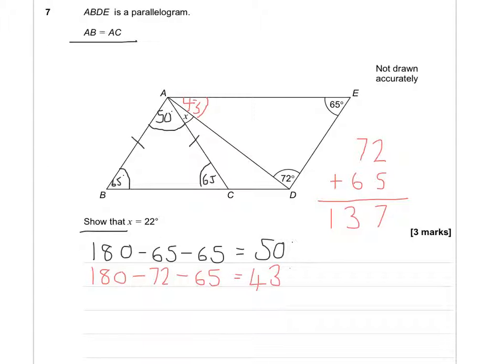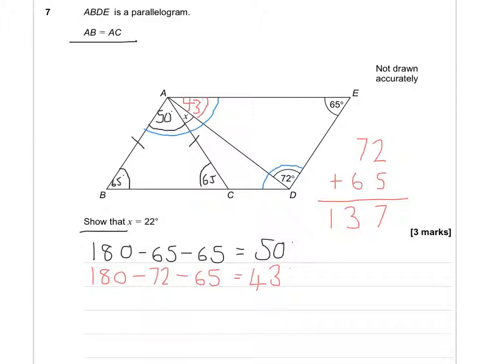Now, I can't work out X yet. It tells me X is 22, so I know the answer already, but I've got to show it, so I've got to use some other things. Now, there's a few different ways of doing this. Like I said, what I would now do is I would know that this angle that I'm marking here in blue is equal to this angle that I'm also marking here in blue. Again, because opposite angles in a parallelogram are equal.